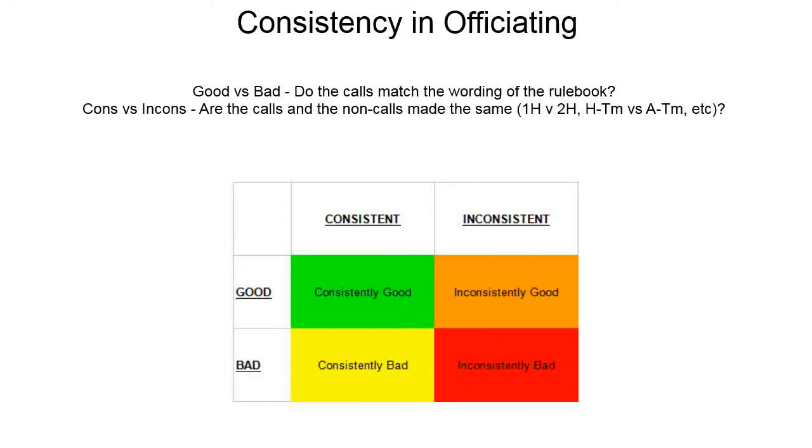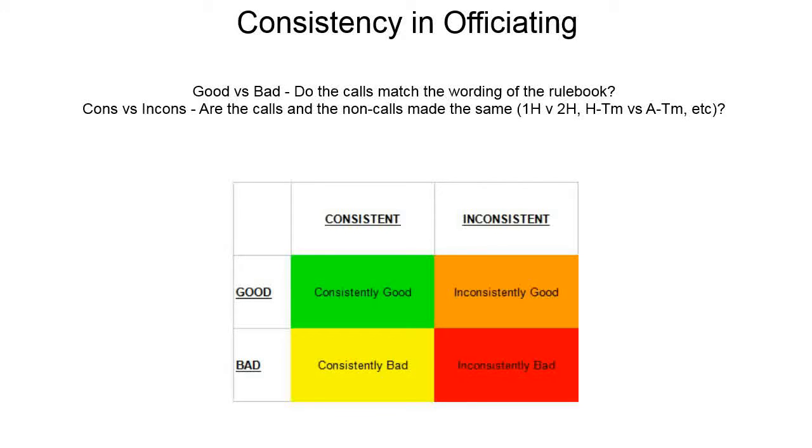By these two standards, 4 different grades of officiating can be made: consistently good, consistently bad, inconsistently good, and inconsistently bad. The ideal is consistently good, and is why it is shaded in green. Inconsistently bad is the worst, which is why it is shaded in red. All that remains is consistently bad and inconsistently good.